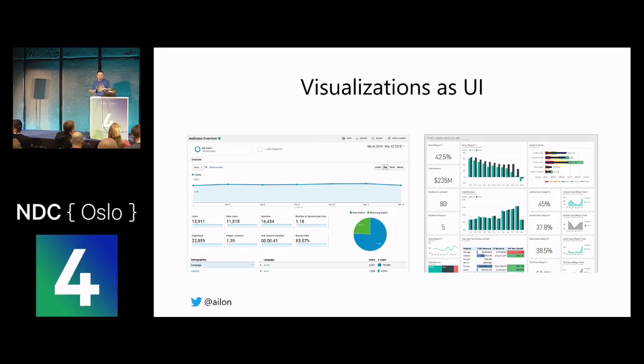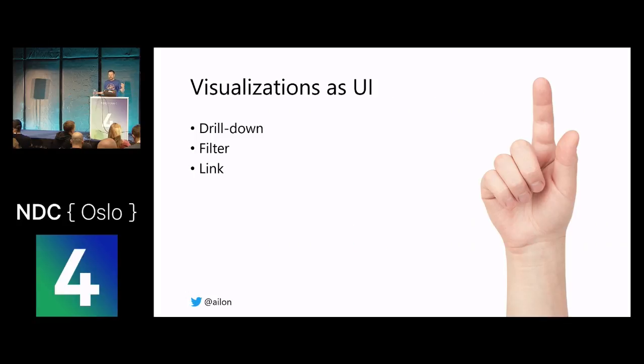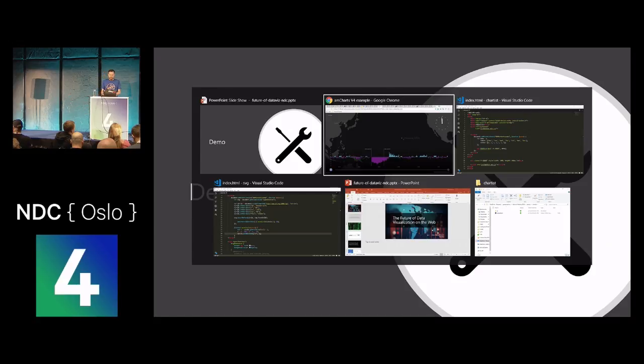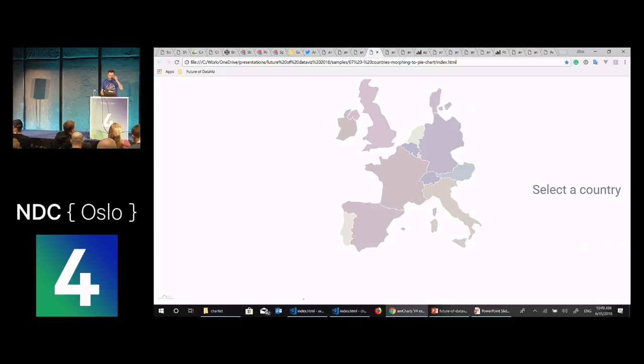On the right side, you see Power BI, where basically everything is data visualization. And you can click on that data visualization. You can select something in that data visualization and filter all the other charts on the page based on that. So you can use that to create your drill downs. You can filter data based on it, or you can just link out straight from the visualization. So let's look at some more demos.